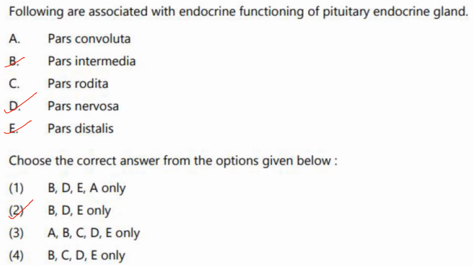Following are associated with endocrine functioning of pituitary endocrine gland. Pars convoluta, no. Pars intermedia, yes. Pars rhodita, no. Pars nervosa, yes. Pars distalis, yes. So B, D, E only. Answer is option 2.